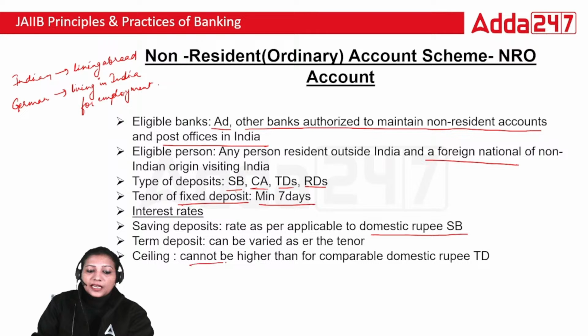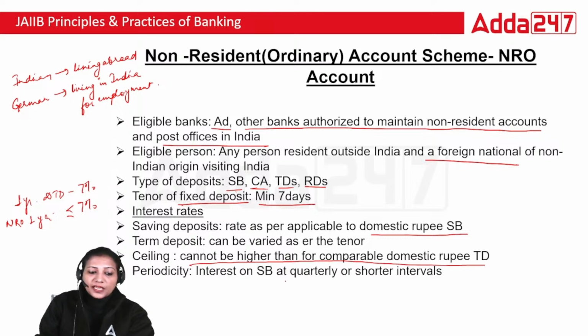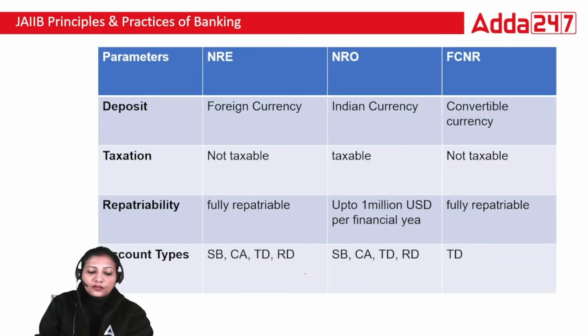The ceiling cannot be higher than for a comparable rupee TD. Again, ceiling means that if for 1 year domestic TD we are offering 7%, then NRO for 1 year cannot be more than 7%. So it should be less than or equal to 7%. Interest on saving is at quarterly or shorter intervals, same as in the case of the NRE account. These are a few parameters on which NRE, NRO and FCNRB can be differentiated.